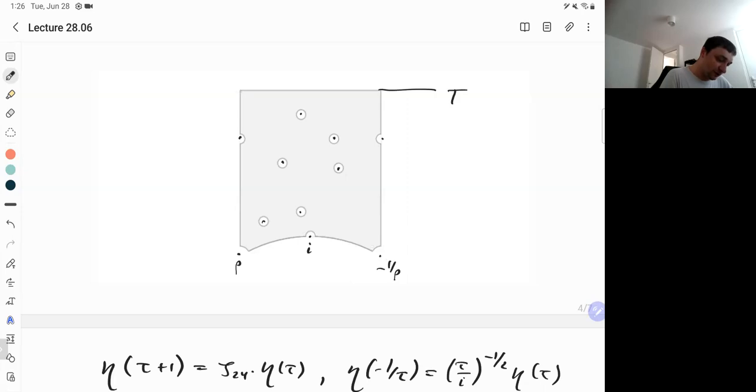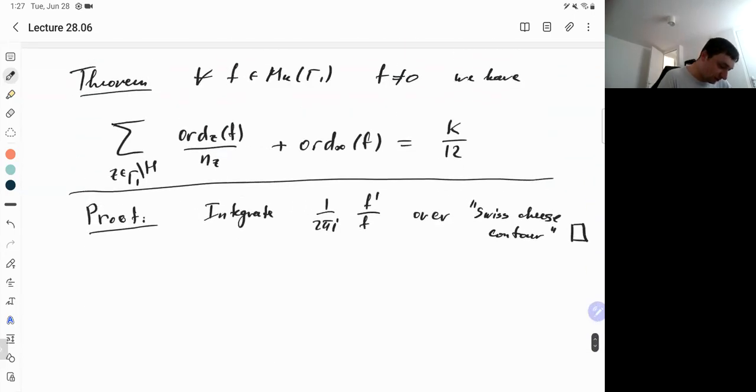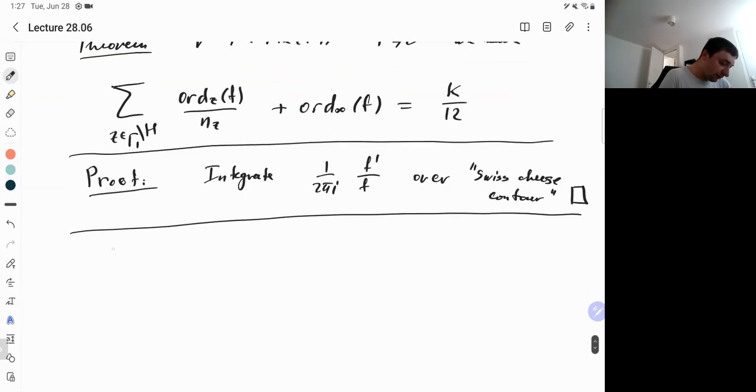Then this bit tells you the order at infinity of f when you integrate, and every other contribution to the contour integral either cancels out or actually contributes this k over 12. So k over 12 you get from the arc on the circle. This is roughly how you prove this, but I have to skip that. But the corollary is you get an upper bound for the dimension of modular forms.